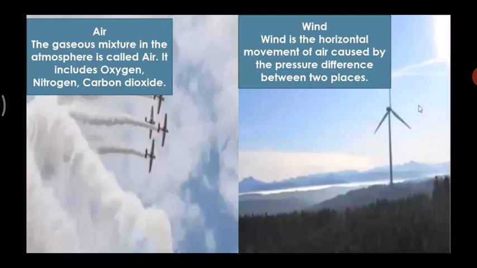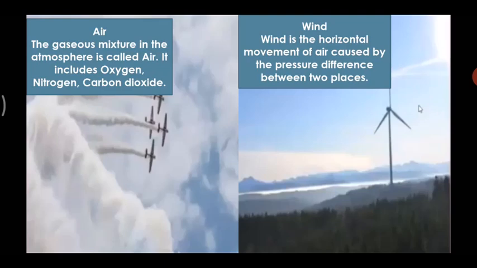And what does air include? It includes all the gases. All the gases, for example, oxygen, nitrogen and carbon dioxide, and in some amount other gases also. Okay. Now, what is wind?